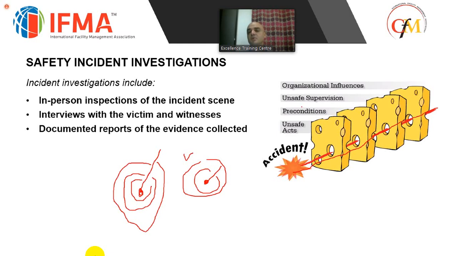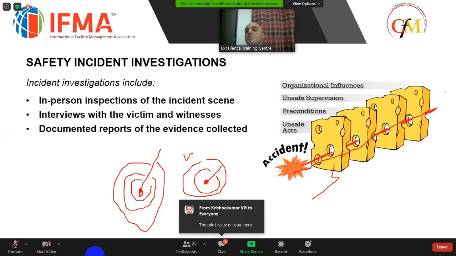So similarly for the Swiss cheese, it's the same concept: accidents happen because each process, by its nature, or each control measure, has loopholes. The more layers we design, the safer it is. But even then, the pilot issue is usually there.